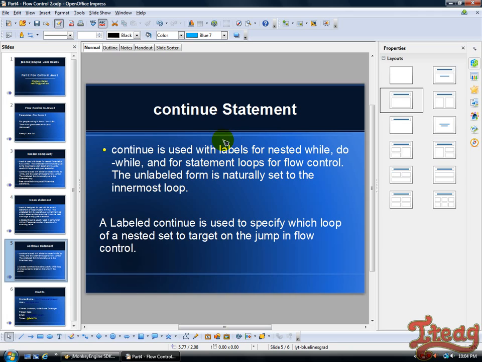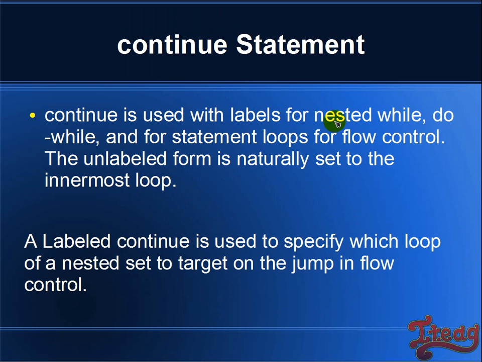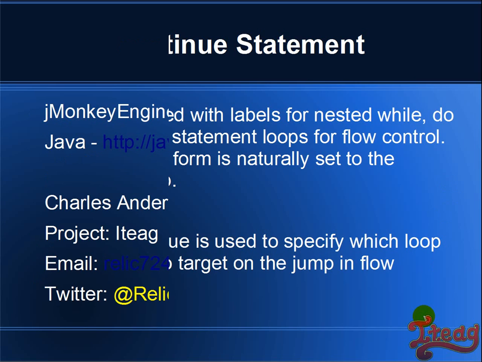And finally, the continue statement. Yes. Oh, go back to the pretty screen. Continue is used with labels for nested while, do-while, and for statement loops for flow control. The unlabeled form is naturally set to the innermost loop. And a labeled continue is used to specify which loop of a nested set to target on the jump in flow control. So, continue, break, very powerful keywords, and their scope is only good for nested flow control statements. Break for both switch and loop, and continue for loops only. So there we go.